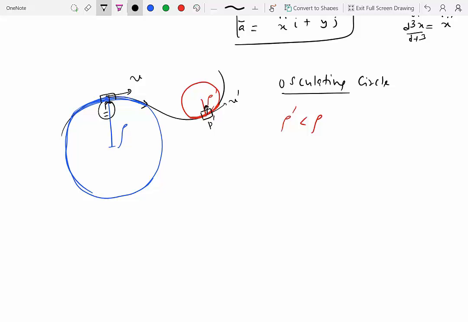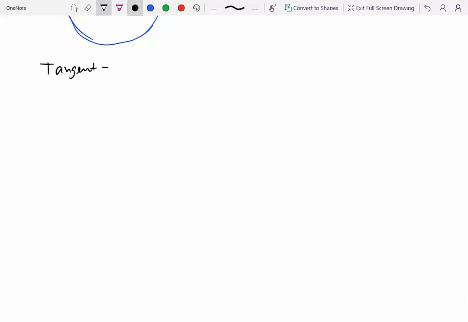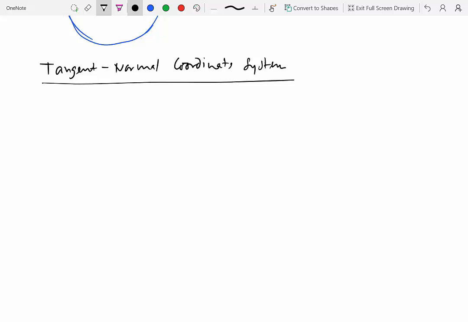Okay, and after you've solved a few problems, you will be able to see it very, very quickly. So the non-Cartesian coordinate system that we are going to discuss first is called the tangent-normal coordinate system. Okay, so the tangent-normal coordinate system is particularly useful when the problem gives you curvature information and the speed, and you're trying to relate the two things in some way.